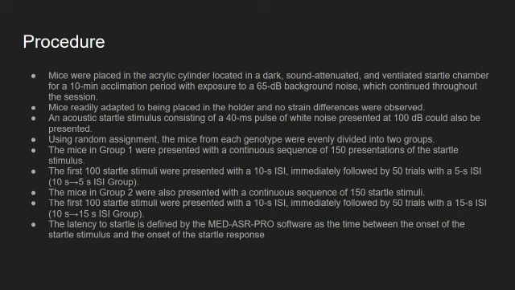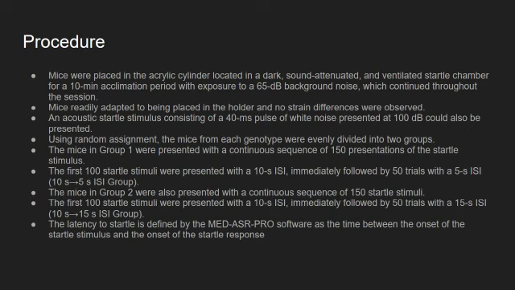Using random assignment, mice from each genotype were evenly divided into two groups. In group 1, the mice were presented with a continuous sequence of 150 presentations of the startle stimulus. The first 100 startle stimuli were presented with a 10-second interstimulus interval, immediately followed by 50 trials with a 5-second interstimulus interval, and this group was designated as the 10 seconds to 5-second ISI group.